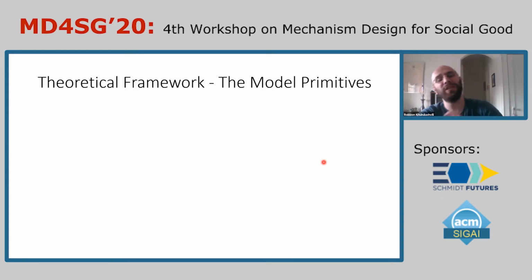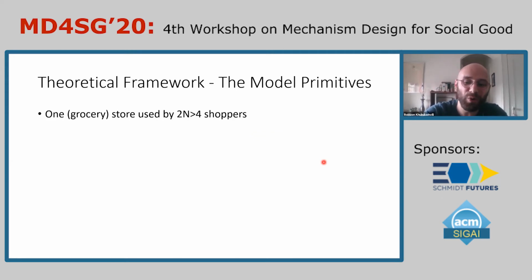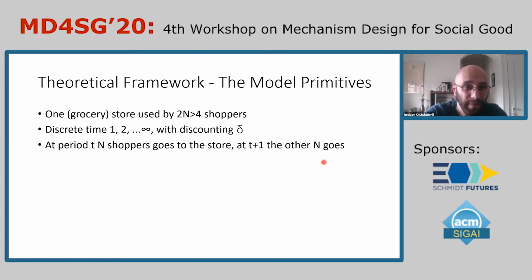So let me give you a very small theoretical toy model to give you a good idea of what we are talking about. We have one grocery store, which is used by 2N shoppers. Time is discrete, starting from 1 and going to infinity. We have a discount factor delta. At period t, a group of N shoppers goes to the store. At time t plus 1, the other N go to the store. That's why we have 2N shoppers.